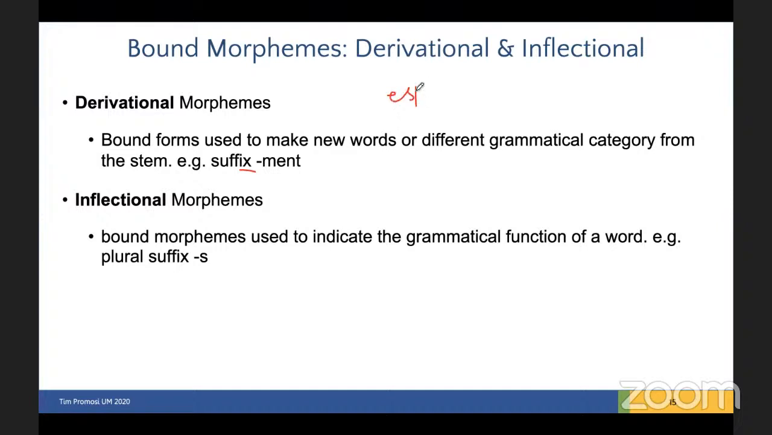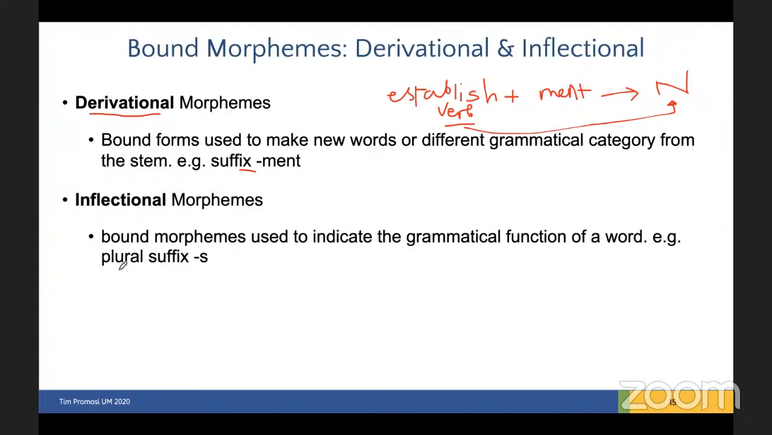Establish itu satu morfem, free morfem ya, establish. Kalau ditambahi, ini kan verb ya, dan dia free. Kemudian ditambahi ment. Ment is a bound morpheme. When you combine them, you have establishment. Nah, itu menjadi noun. Jadi berubah ya grammatical kategorinya dari verb menjadi noun. So this is called as derivational morpheme.